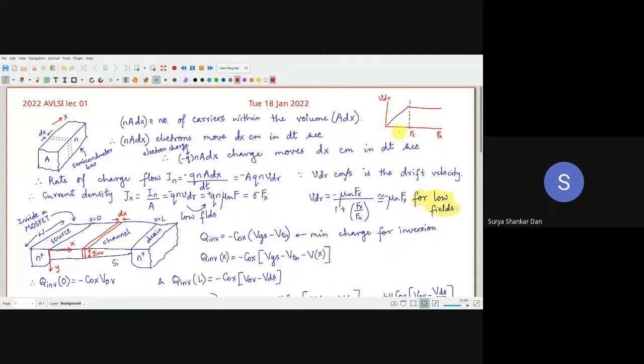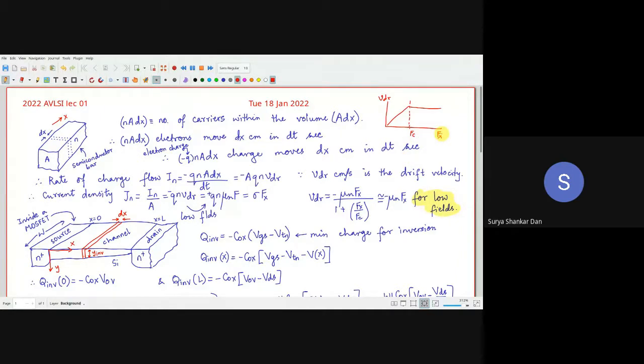Okay, so now what happens is, if it is a low field situation, low field means low with respect to what? Again, interview question for PhD. Low field means low with respect to the critical field of the material used. So suppose you make the MOSFET with gallium arsenide, I don't know why you would, then gallium arsenide is going to have a different critical field than silicon.